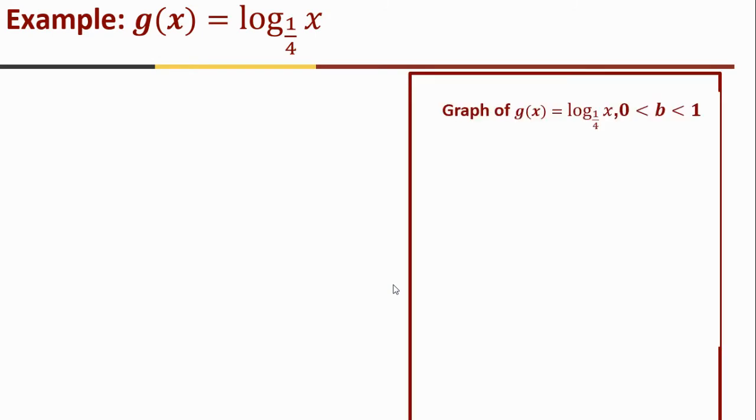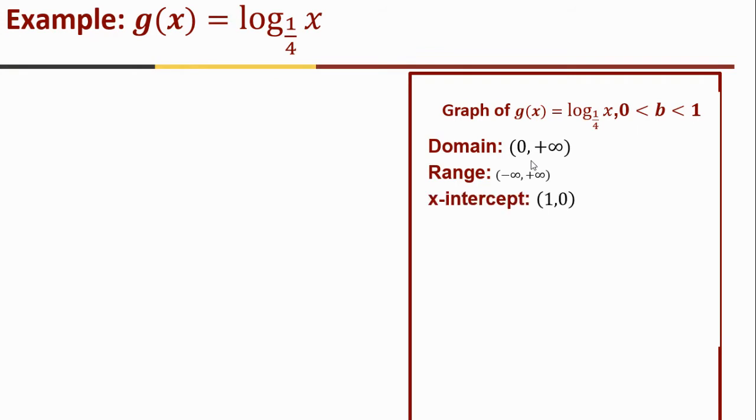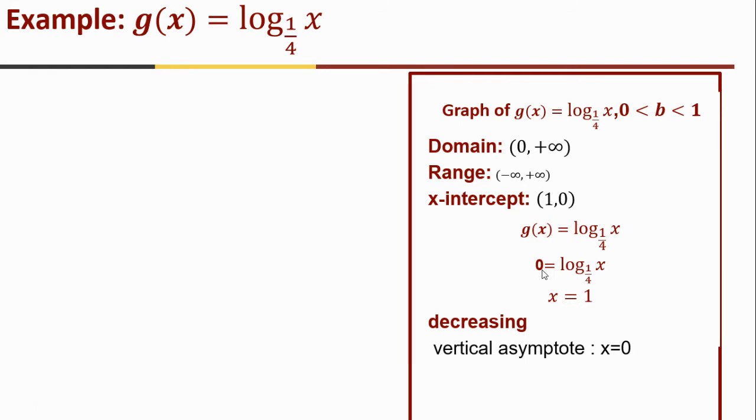Now, let's have another example. Let's just say we have this case wherein we have our base which is between 0 and 1. So, for our domain, we still have 0 to positive infinity. For our range, we have the set of all real numbers. For our intercept, it is still (1, 0). It is because the value of x that will satisfy the statement is still 1, to make it equal to 0. And it's decreasing, and the vertical asymptote here is at x equals 0. And of course, it is continuous.